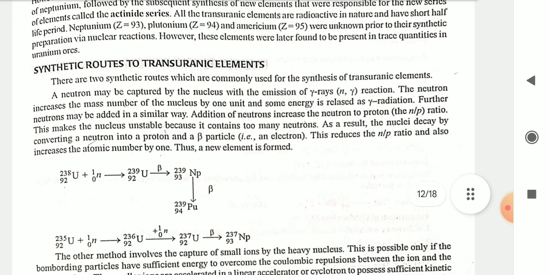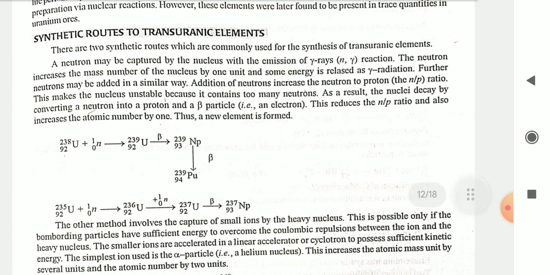Synthetic routes to transuranic elements. There are two synthetic routes commonly used for the synthesis of transuranic elements. A neutron may be captured by the nucleus with the emission of gamma rays. The neutron increases the mass number of the nucleus by one unit and some energy is released as gamma radiation.